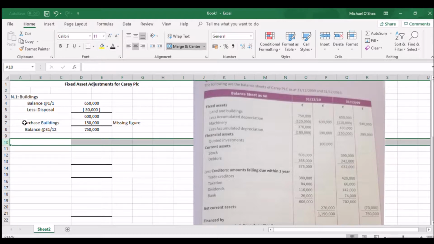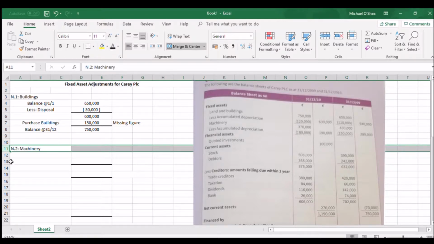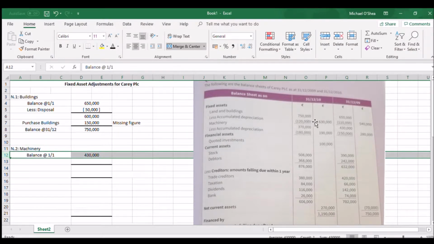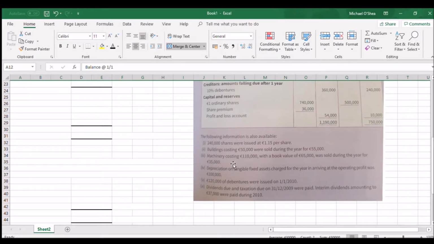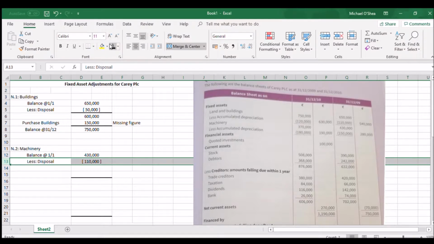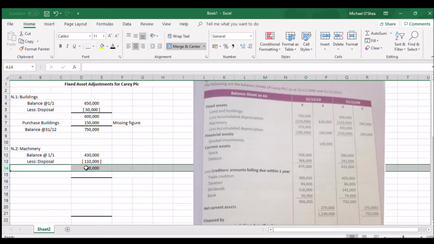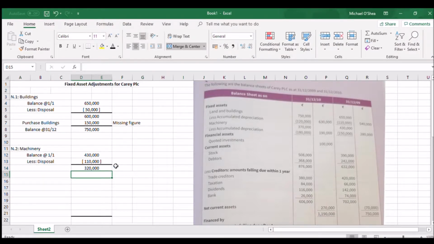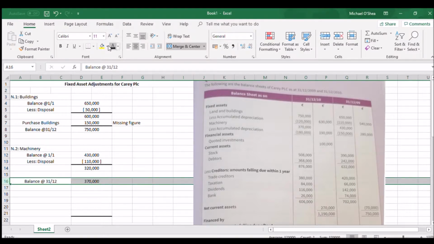We're going to do the exact same thing for machinery. In our machinery note, the first thing we're looking at is the balance on the first, 430,000. At the bottom of the question, we have machinery costing 110,000 was sold. So I'm going to take out that 110,000 because it's no longer there. I take it out of cost, so that drops it down to, sorry, 320,000. That's now my cost for machinery if I keep my machinery, but it goes up to 370,000.